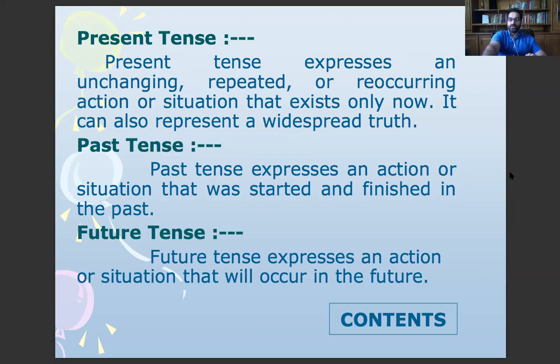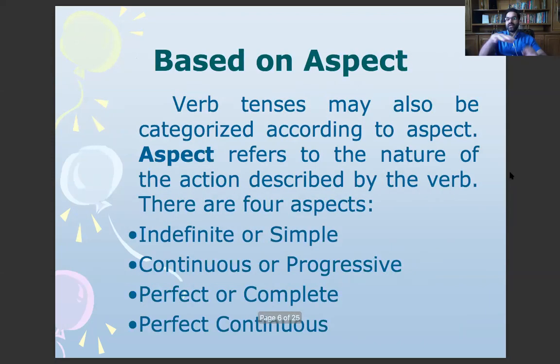If I go on a little, then I will talk about based on the aspect. You see, verb tenses may also be categorized according to aspect. Aspect refers to the nature of the action described by the verb. मतलब कि किस नेचर की बात की जा रही, ठीक है? There are 4 aspects: indefinite or simple, continuous or progressive. These are 2 names for the same thing. Perfect or complete, and perfect continuous or perfect progressive. So these are 4 aspects.